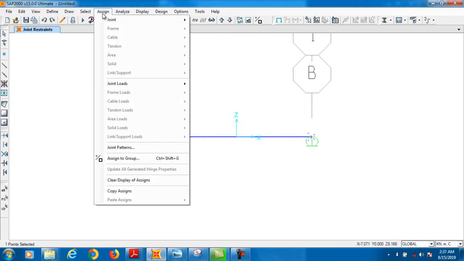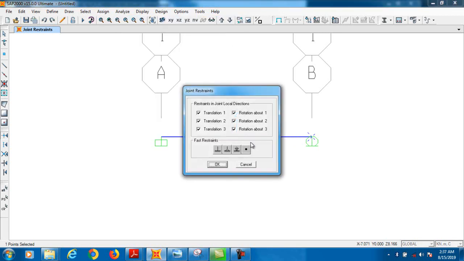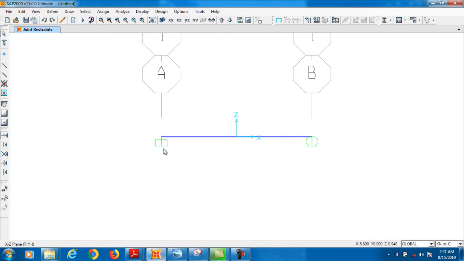Let's check it. This is a roller. Clear? You can rotate this support in this direction, but it doesn't make any change whether it is in this direction or that direction, because there is no inclined loading.